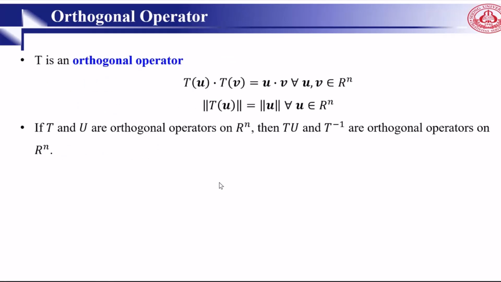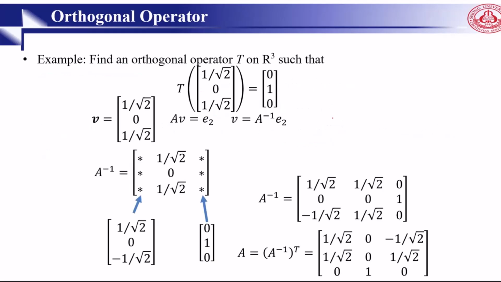Now we want to apply the properties of orthogonal matrices to orthogonal operators, because a linear operator is orthogonal if and only if its standard matrix is orthogonal. We can come up with this statement. Suppose T is a linear operator; T is an orthogonal operator if and only if Tu dot Tv is equal to u dot v. It means it is angle preserving, right? And the norm of Tu is equal to the norm of u. If T is an orthogonal operator, then T inverse is an orthogonal operator as well.